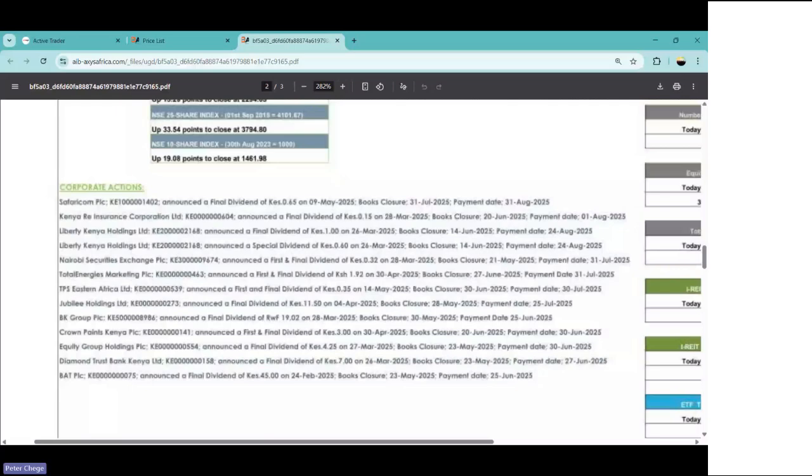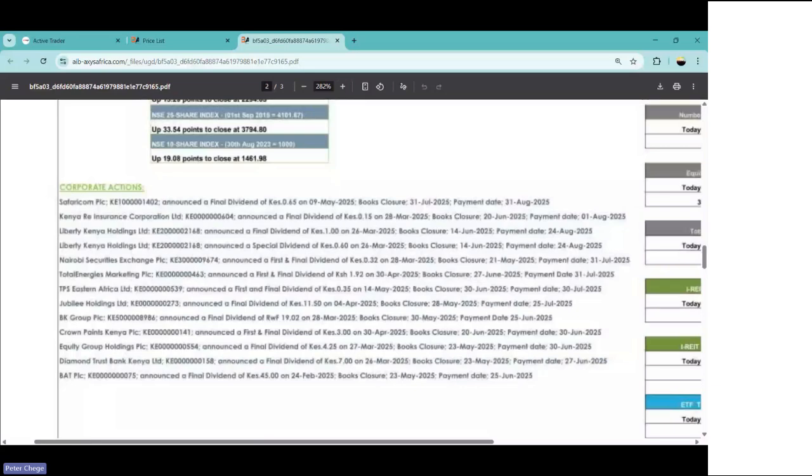But within the same corporate actions, there is another company that have not closed books. Let's see which one. Safaricom, their final dividend, which book closure is on 31st July. So you can use Jubilee Holdings dividend and also BKG if you have it to buy Safaricom shares before book closure. So when money comes in, put that money before 31st July, buy Safaricom shares.